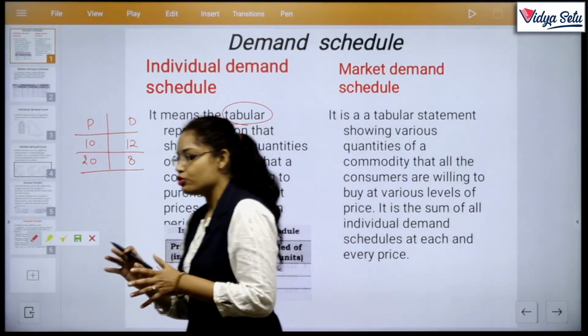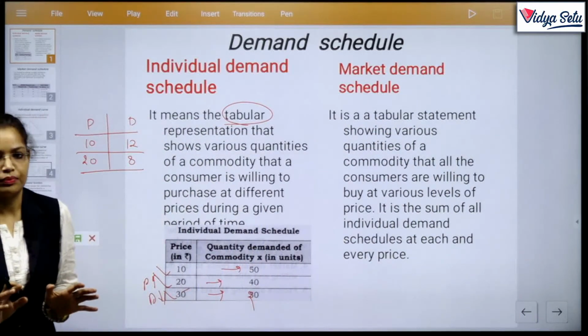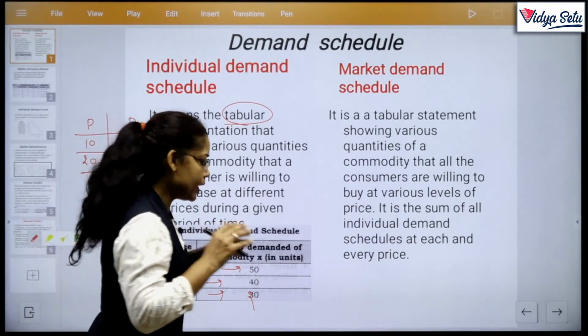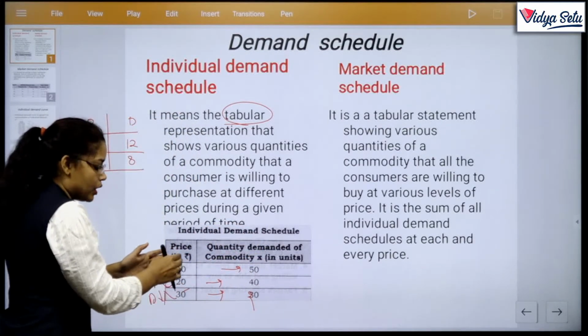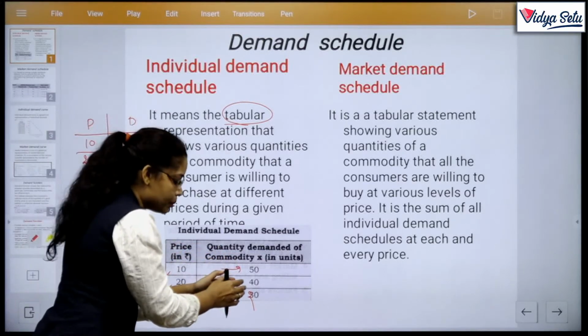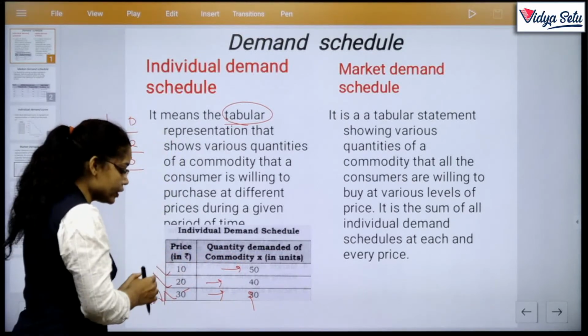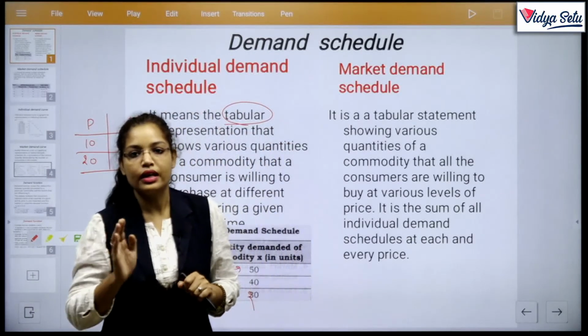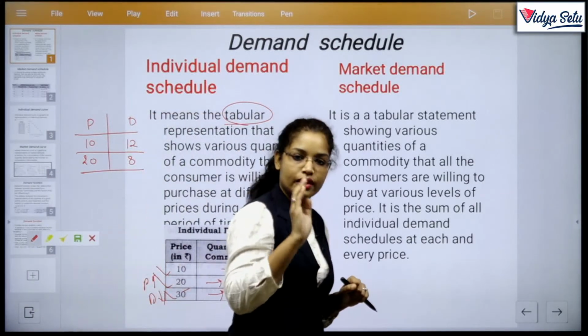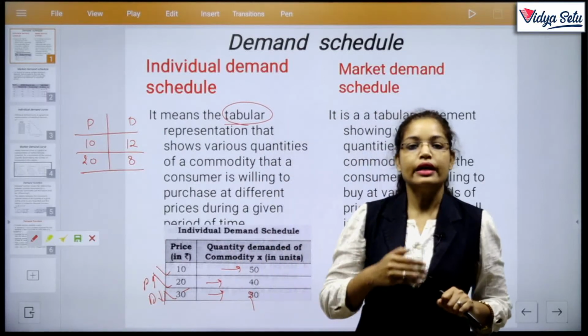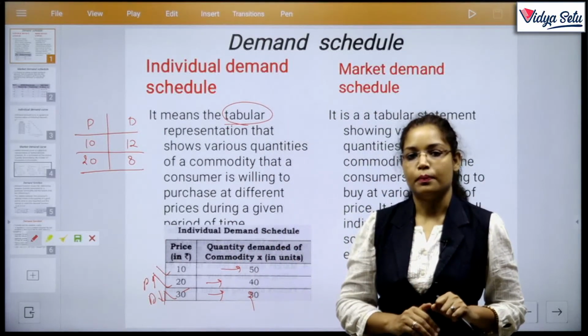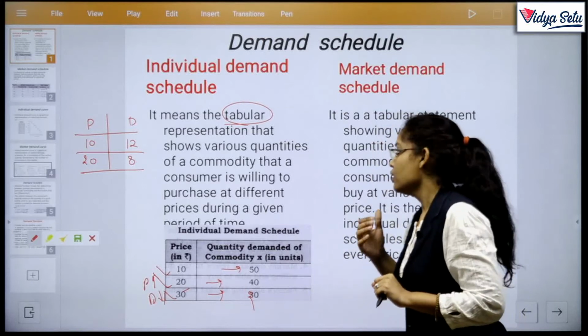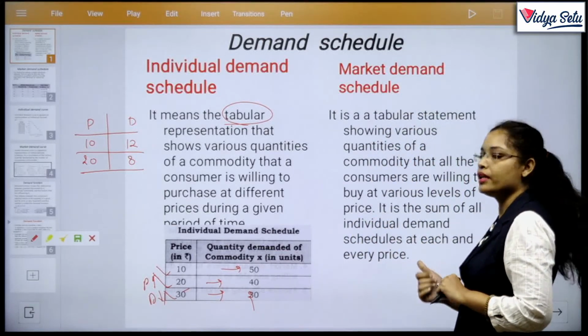What is an individual demand schedule? It is for a single person, like me. If the price is 10, then I purchase 50 units of the commodity, and at 20, then I purchase 40 units of the commodity. If you form a demand schedule for a single person, then it is called an individual demand schedule. Next, we move further to the market demand schedule.